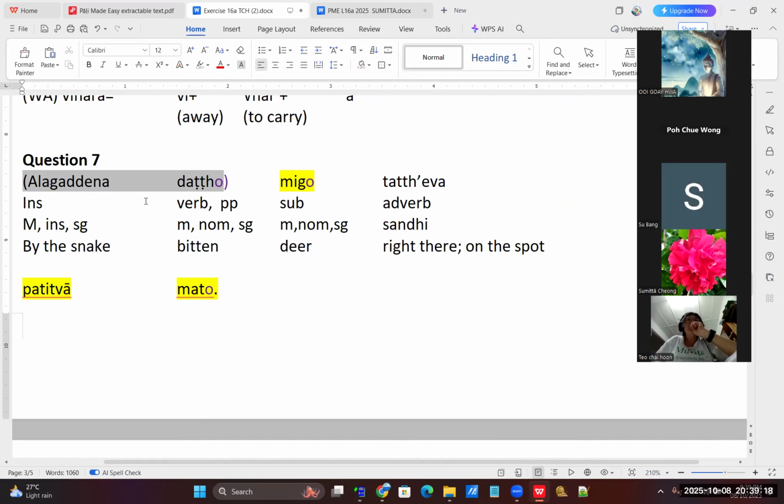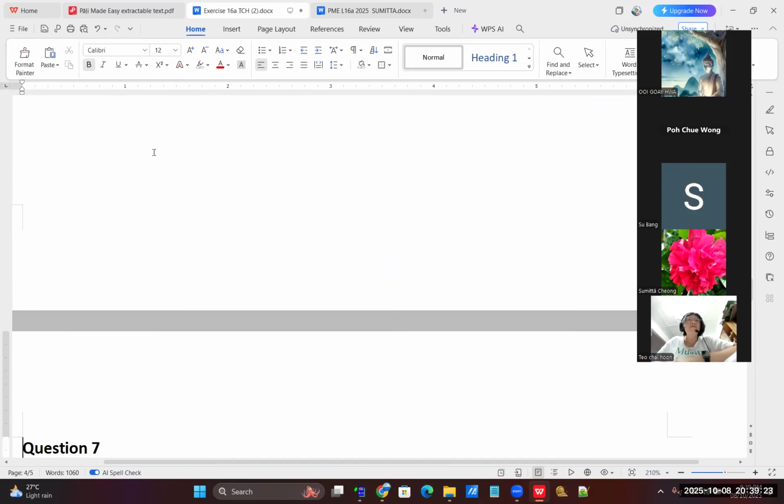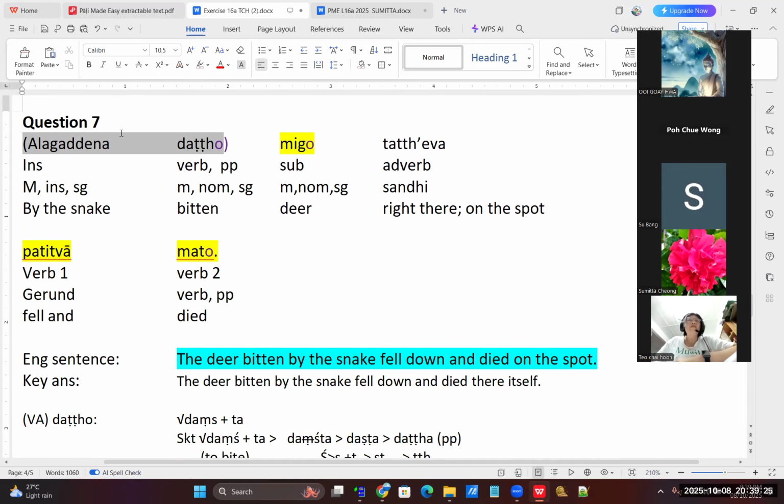Okay, next one. Question number 7. This one is easy. So, migo, the deer, bitten. So, dato, bitten by the snake. So, patitua fell down, mato died. Tatayewa means at that place, right on the spot. Tata is there. So, right is there.